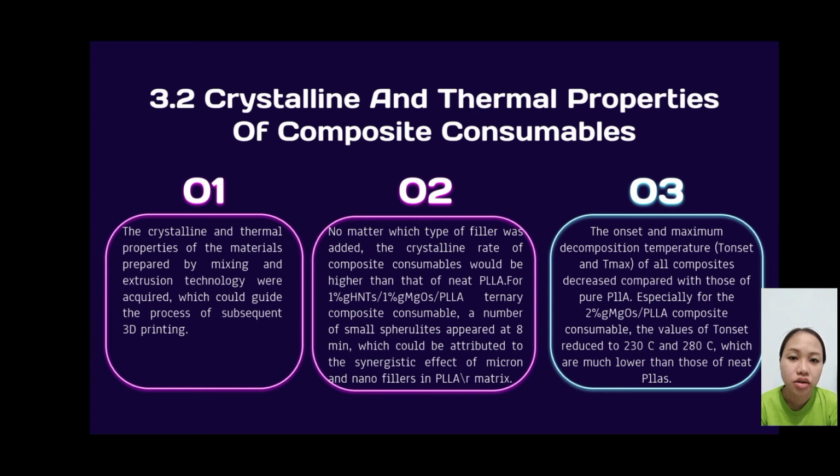matrix. The onset and maximum decomposition temperatures of all composites decrease compared with those of pure PLLA, especially for the 2% GMGOs PLLA composite consumable. The values of onset reduced to 230 Celsius and 280 Celsius, which are much lower than those of neat PLLAs.